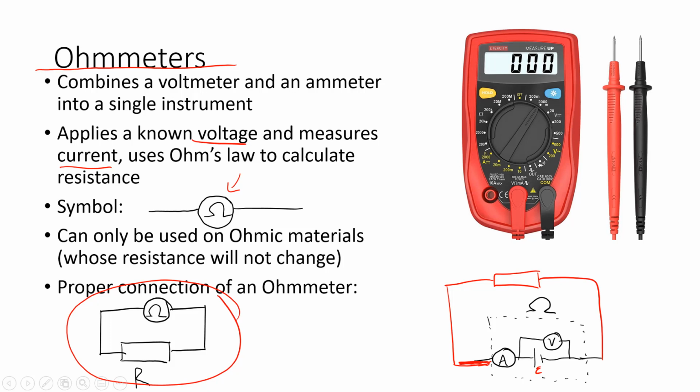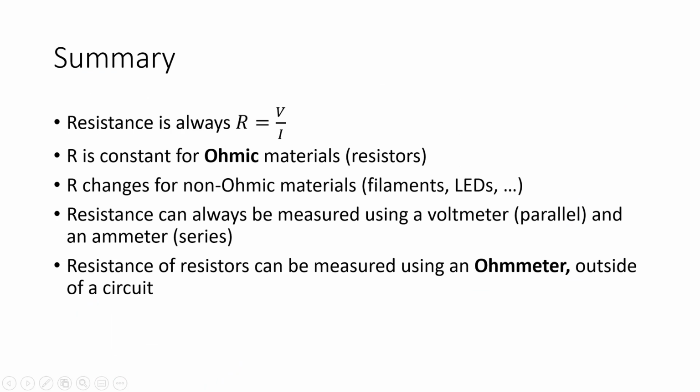Only ohmic materials. In summary, resistance is always R equals V over I, always. That's the definition. And it's constant for resistors, which are called ohmic materials. It changes at different currents for non-ohmic materials, like light bulb filaments, diodes, transistors. But it can still always be measured with V and I, because that's the definition. So if you stick a voltmeter in parallel with your circuit and an ammeter in series, then you can calculate the resistance.